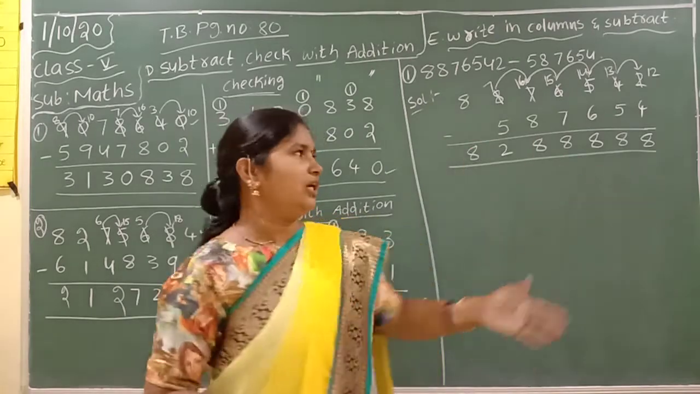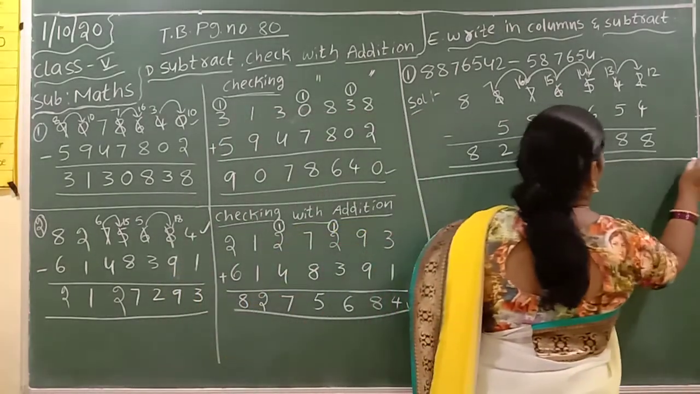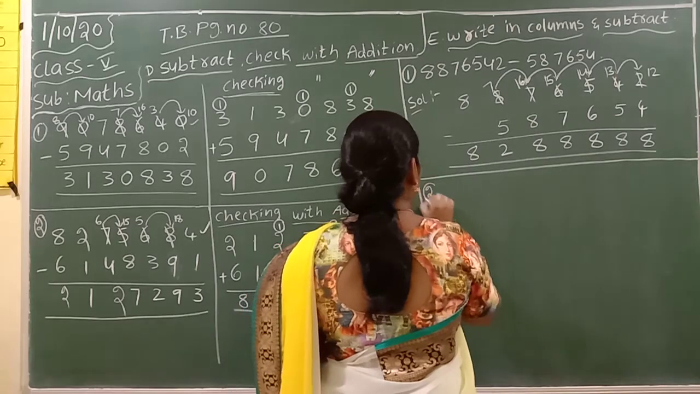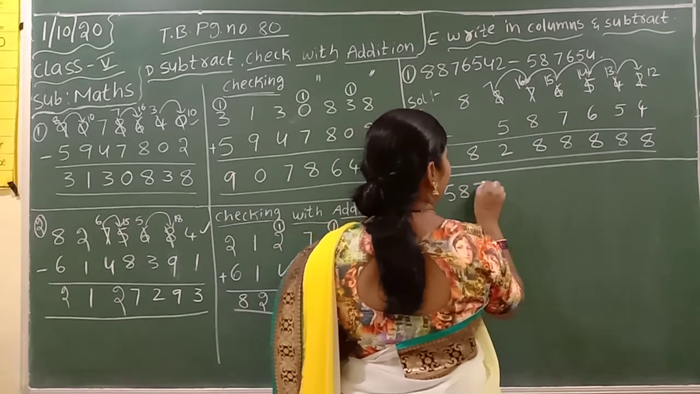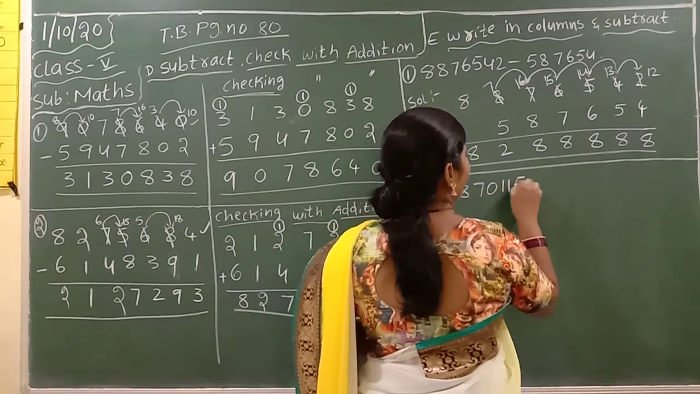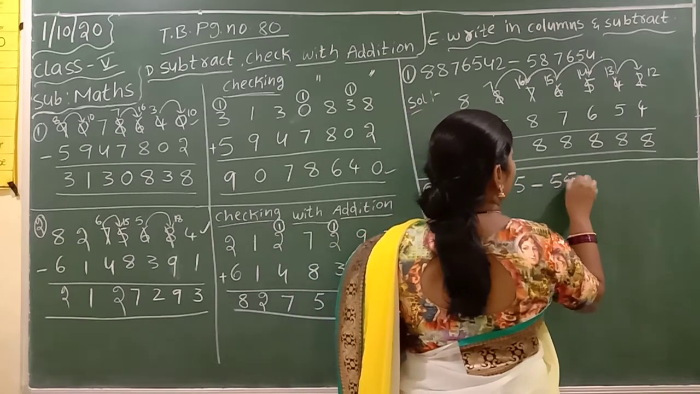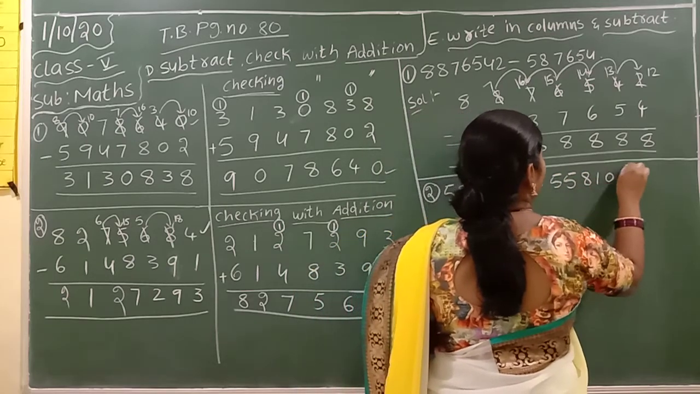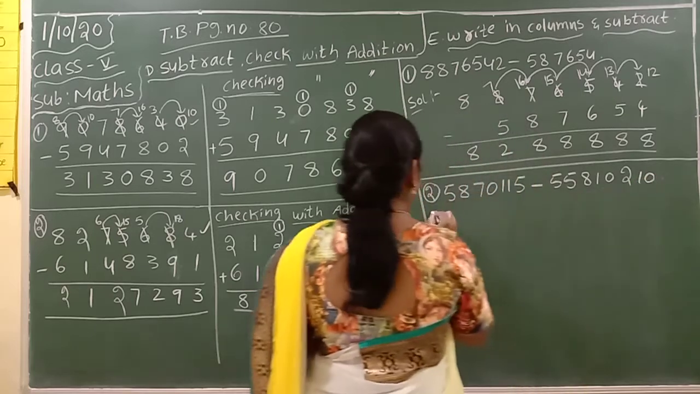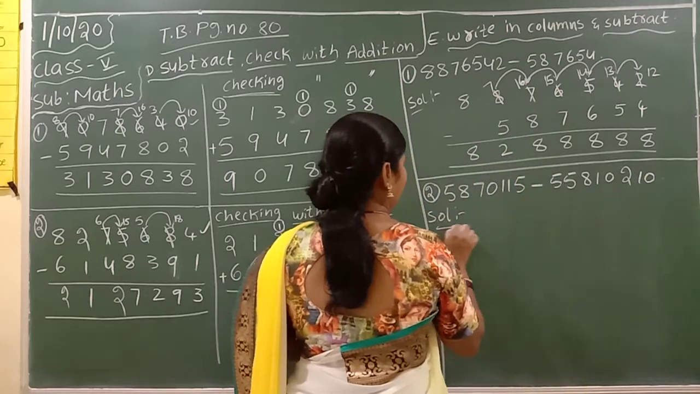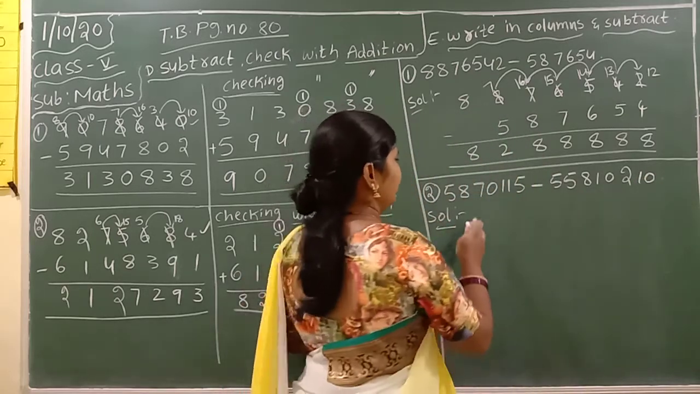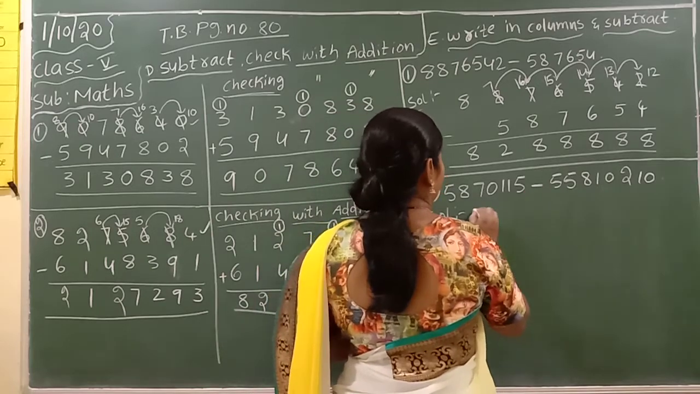and finish the problem. Next, one more question, that is 5870 plus 1155 minus 5581, 0210. Solution. First arrange the numbers.